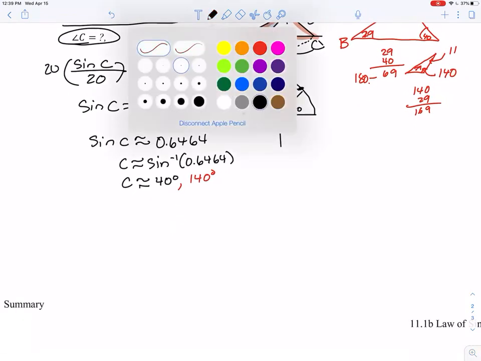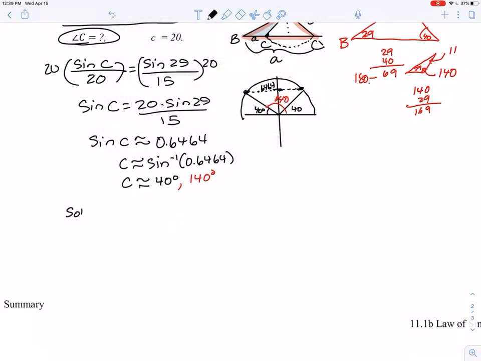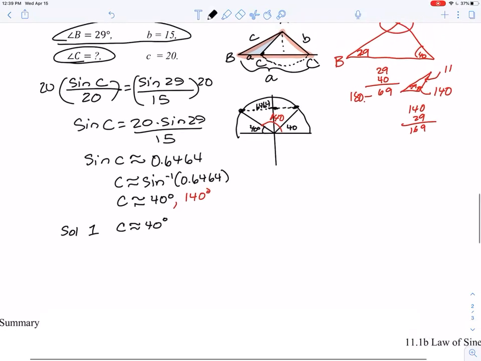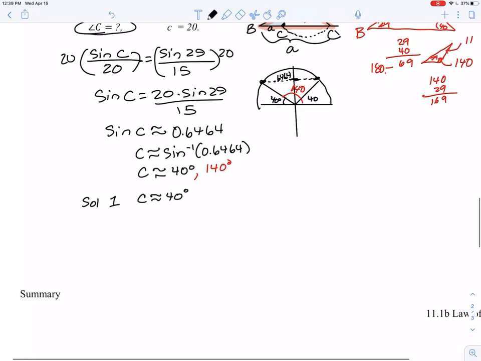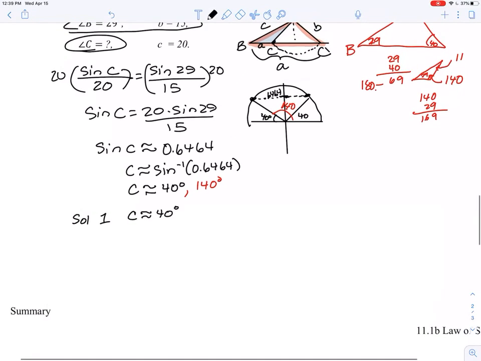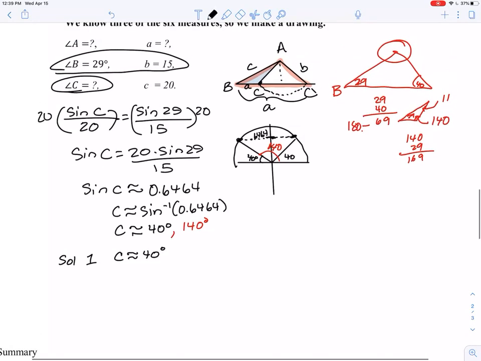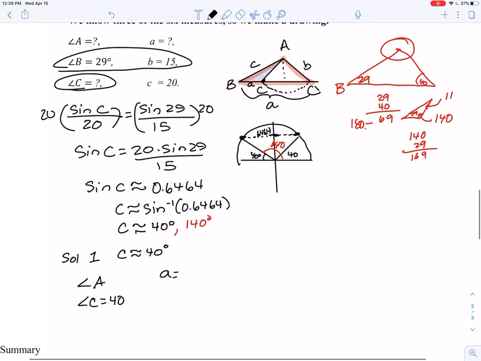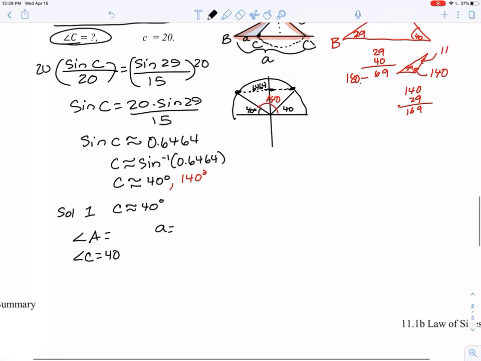So we could go with solution 1, where angle C is 40 degrees. And so our picture would look like, well, we'll just solve that triangle. So what we're looking for is angle A, and we just decided that angle C was 40. We already know angle B, so we just need to find what is side A, and then we'll have this triangle solved. Those are the only things that we have left to do.